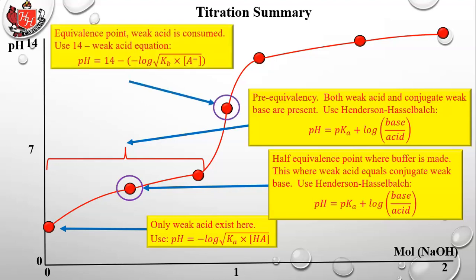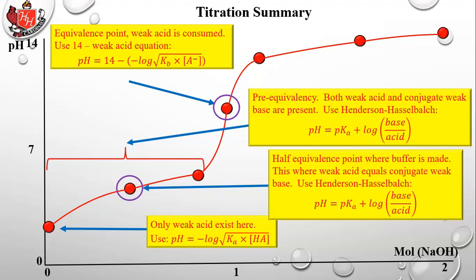That's the equivalence point right there. It's where all of your weak acid has been consumed. You have at that point no weak acid and no strong base, OH. So now you don't have any weak acid, so you cannot use the weak acid equation. You have to use the weak base equation. If you don't know Kb, you have to compute it from the Ka value. So there you see the equation.